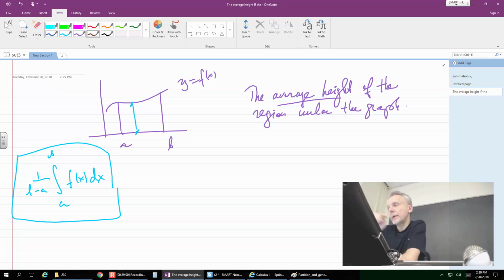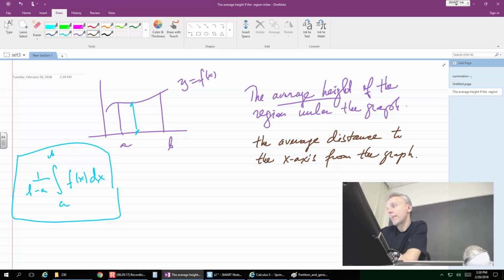Okay, and how else can we interpret this? The average, how about the average distance to the x-axis from the graph? Same thing. So another one: this is a point, there's the distance, and we average them. What else?